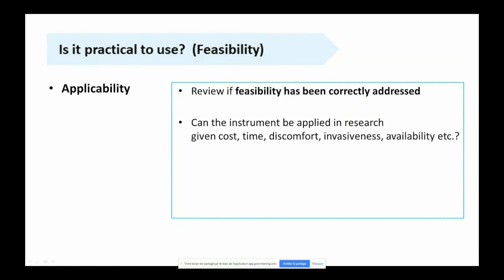For example, even if the instrument is perfect, can it be applied in research, given cost, time, discomfort, invasiveness, availability, etc.? So one part of our application of OFISA in a published study is to see if the instrument that we want to use is also feasible and applicable.